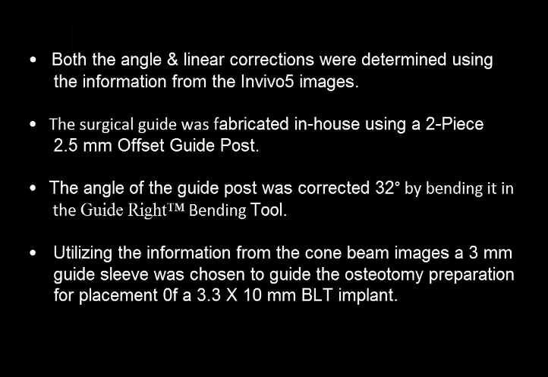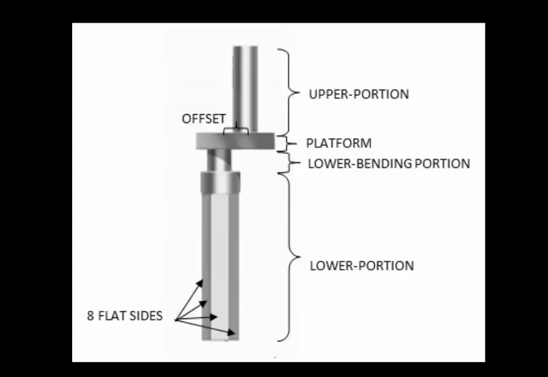Both the angle and linear corrections were determined using the information from the in vivo images. The surgical guide was fabricated in-house using a two-piece 2.5 millimeter offset guide post. The angle of the guide post was corrected 32 degrees by bending it with the bending tool. Utilizing the information from the cone beam images, a 3 millimeter guide sleeve was chosen to guide the osteotomy in preparation for the placement of a 3.3 by 10 millimeter tapered bone level implant.